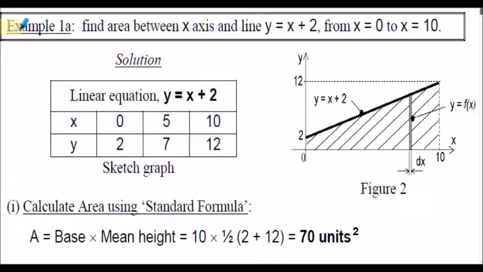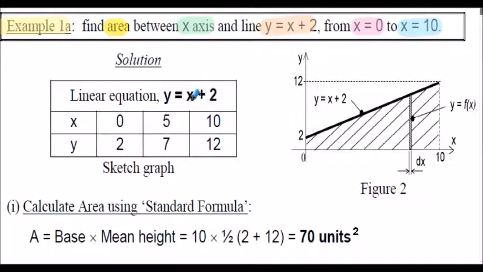Let's consider example 1a, which will help us illustrate the accuracy of the integration process. We're asked to calculate the area enclosed between the x-axis and the line y is equal to x plus 2 from x equals 0 to x equals 10.